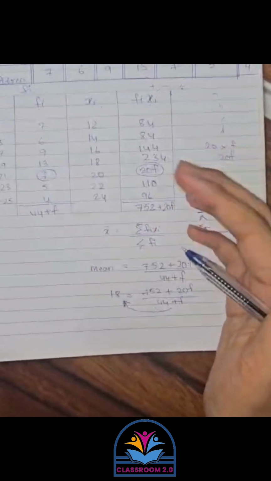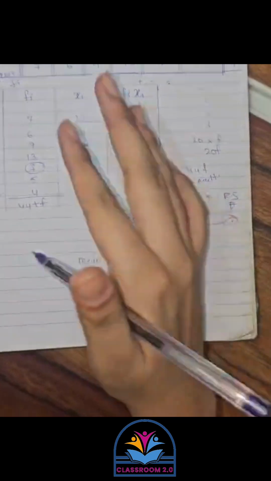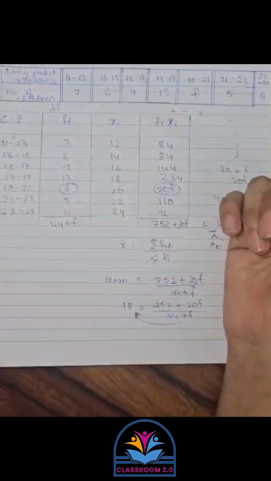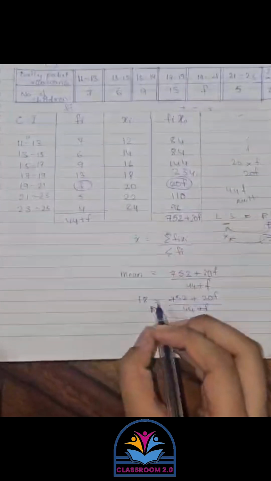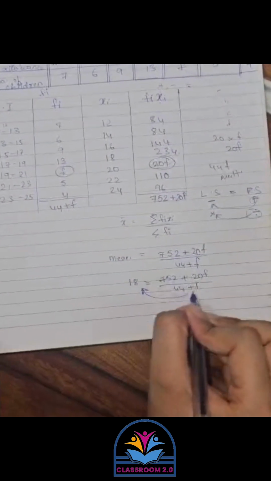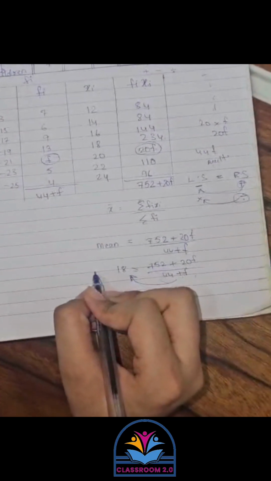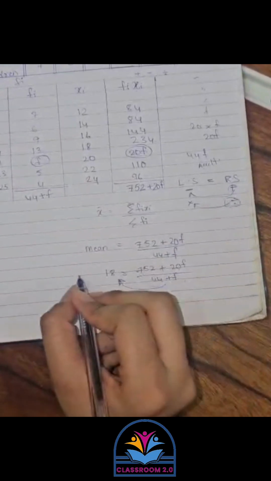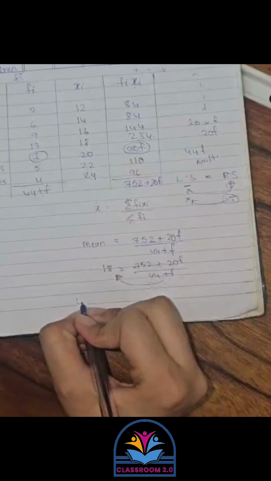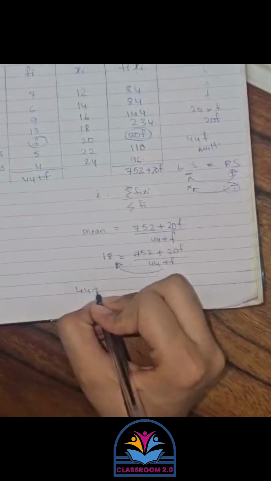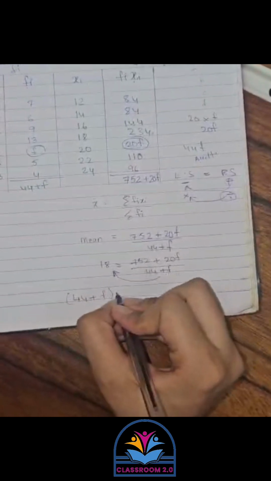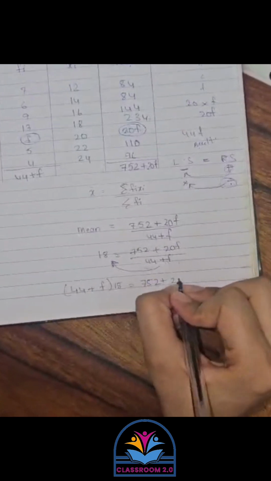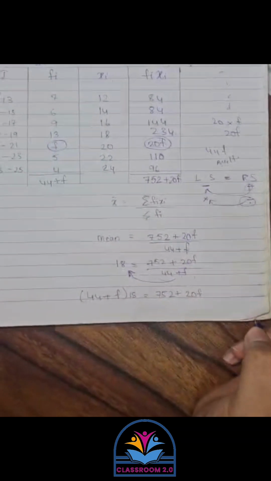In a mirror, you see that if we raise our right hand, our left hand will be raised over there, right? Like that, if we are taking 44 plus f, which is down, if we take it that side of the equals to, it will come up. Here it is in division, there it will become multiplication. Remember this, very important point. Done. This 752 plus 20f will be same, no changes will be made.